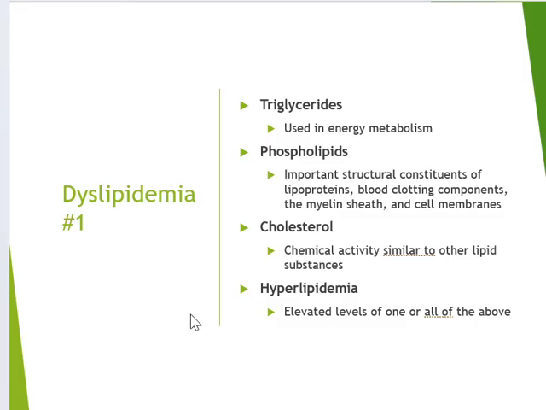So just a little bit about the different lipids that are found in the body. One is triglycerides. Triglycerides are the primary fatty acid used in energy metabolism. We've talked about the presence of many different phospholipids in the body too, and they are very important for a lot of the structures within the body, specifically things like structural constituents of lipoproteins. They make up different blood clotting components, they make up the myelin sheath that covers our nervous tissue, and they make up the cell membrane, so semi-permeable membranes. So lots of uses and lots of applications for phospholipids in the body.